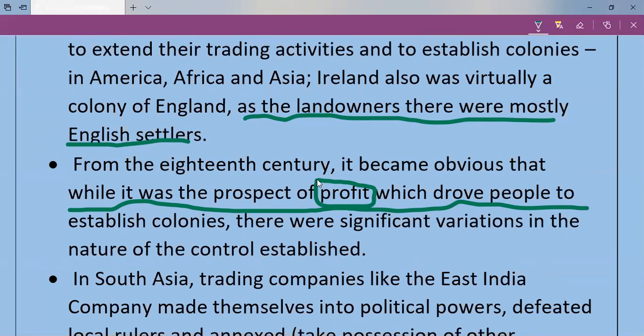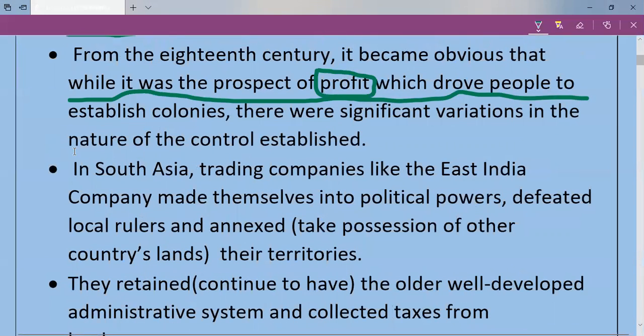But the nature of the establishment of colonies changed from one continent to another. In Asia, their colonization policy was different from that in Africa and Latin America. So the manner of control of various countries in Asia and Africa differed a lot. In South Asia, first of all, we will see how they controlled South Asia, especially India. They established trading companies like the East India Company, and made themselves into a political power.